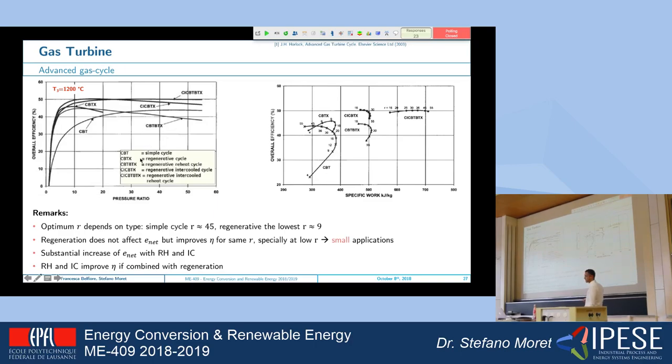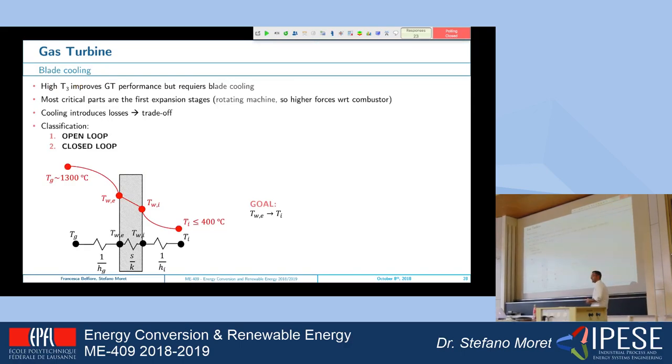If you add regeneration, what you see is that you don't have a variation in the work output, but you have an increase in efficiency, especially at low pressure ratio. So usually you have interest in doing regeneration for small gas turbine, for small application. Then you see that if you want to increase the work output, the main measures that you can do are reheating and intercooling. And you see that reheating and intercooling, so these complex cycles up here that you find in real gas turbine, are particularly effective if you couple them together with regeneration. Okay?